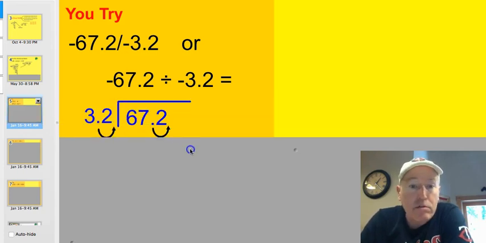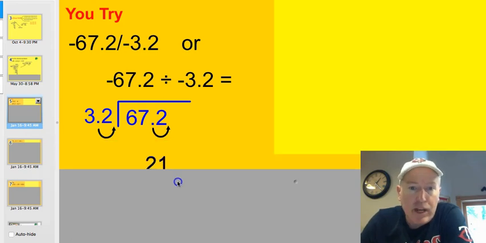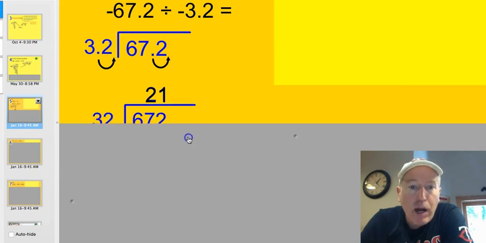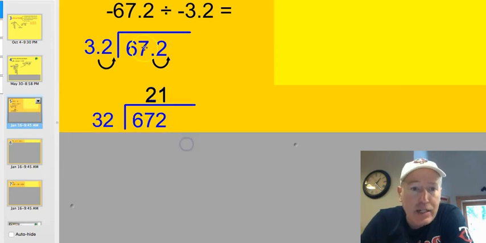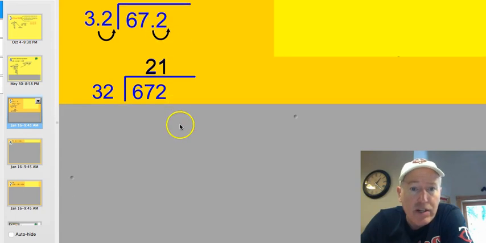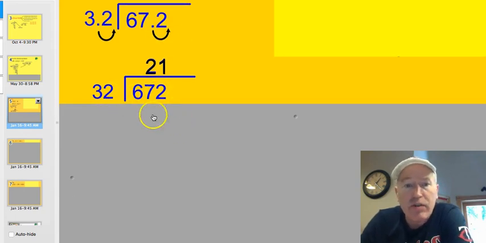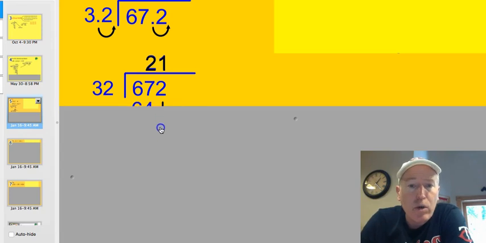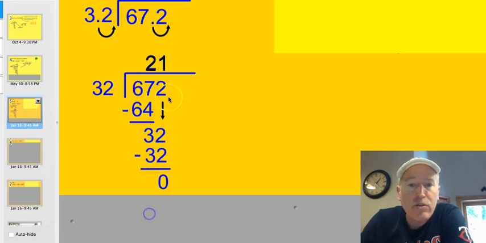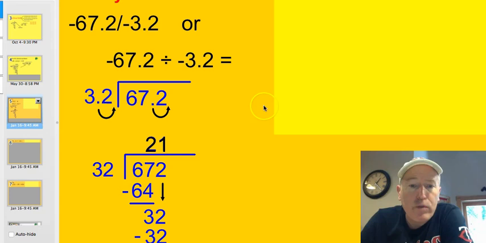Well, you should have set the problem up like this. You can see that decimal in the divisor. You should have multiplied it by 10, or moved that decimal one place in the divisor and one place in the dividend. Your new problem was 672 divided by 32. You could work yourself straight through there and you'd have an answer of 21. Hopefully you checked your answer.